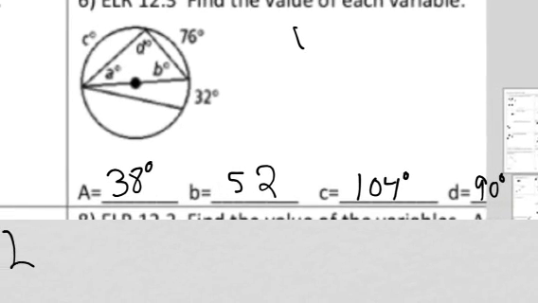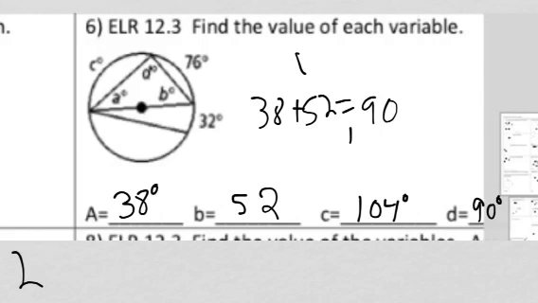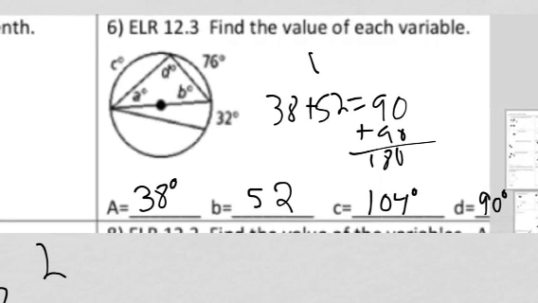Okay, so now let's go back for a second and see how else we could have found D. A was equal to 38. B is equal to 52, and A and B are in this triangle. This triangle has to add up to 180 degrees. 38 plus 52 is 90. So then that means that D must be 90 to make the interior angles add up to 180. So that's just a good way to check our work that we were correct about A, B, and D.